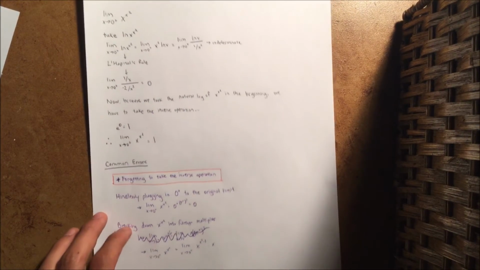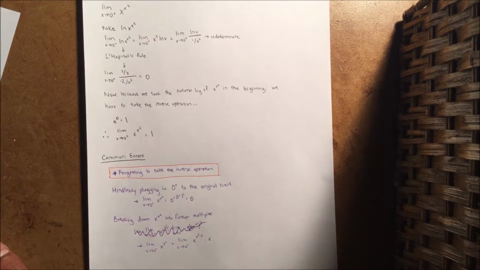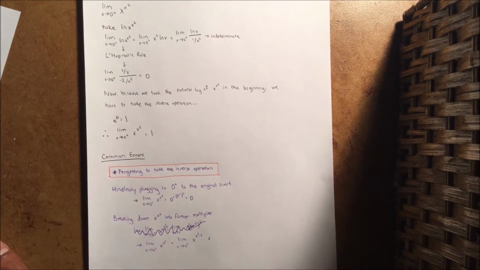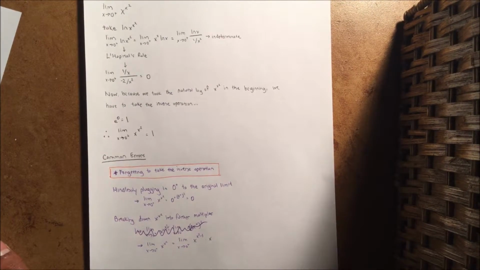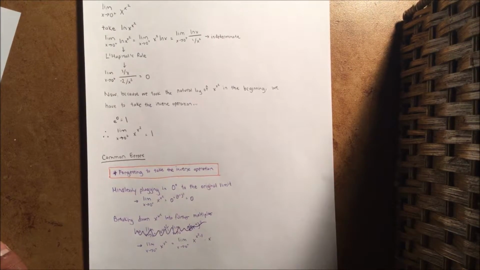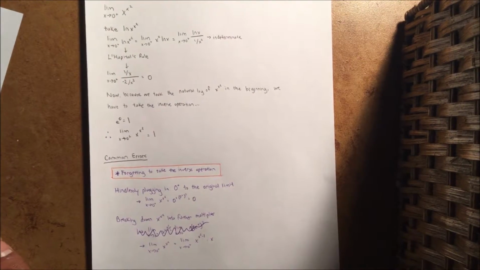Finally, another common error would be breaking down x to the x squared into further multiples, for example, simplifying x to the x squared to x to the x squared minus 1 times x, and attempting to find the limit of that expression through a variety of other mechanisms.